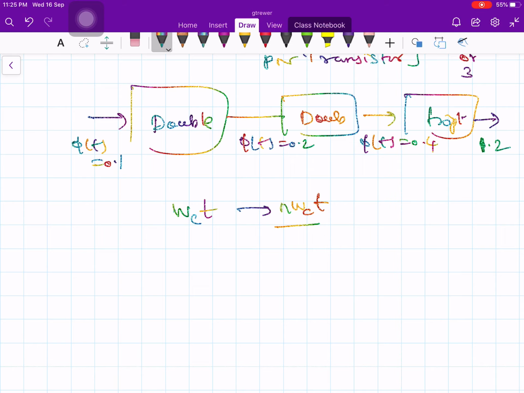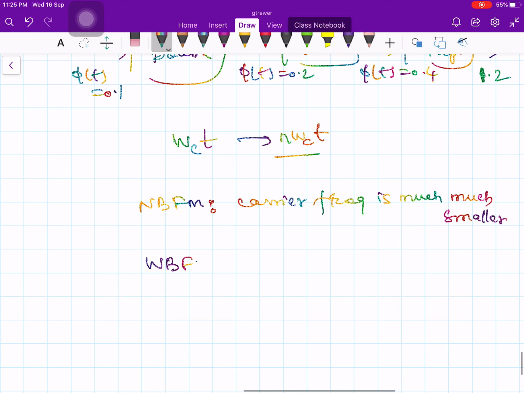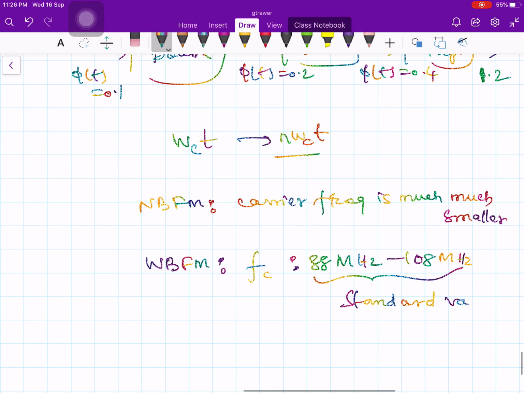Why is it useful? Because the carrier frequency that I have used in the generation of narrowband FM signal is much smaller. I will tell you how much smaller. But in wideband FM, your carrier frequency fc is in the order of 88 megahertz to 108 megahertz. That is a typical standard value for your FM system.